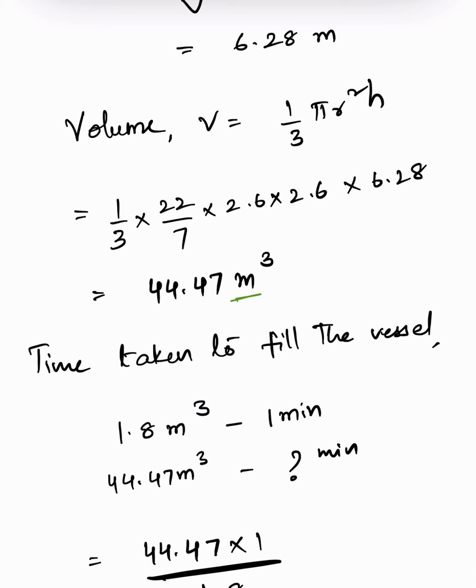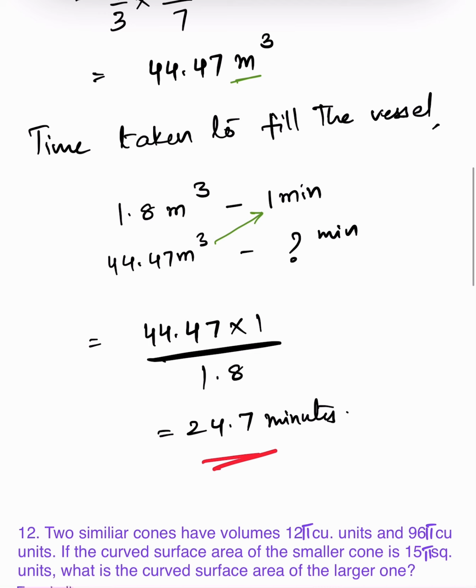So what is the time taken to fill the vessel? Here the rate is given: for every 1 minute, 1.8 meter cube. So to fill 44.47 meter cube, how many minutes? Let us cross multiply and then divide: 44.47 into 1 by 1.8, which is equal to 24.7 minutes after simplification. So the time taken to fill the conical vessel is 24.7 minutes.